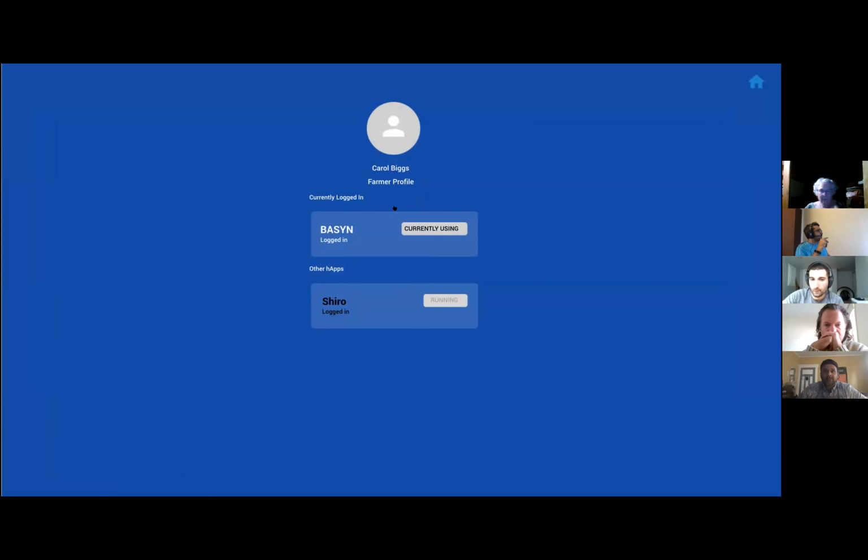So there's Carol, she's a farmer. I'm logged in as Basyn. I could potentially log in to Shiro. This is just my stab at interoperability for Carol. I don't know if it's right or not, but I started it.